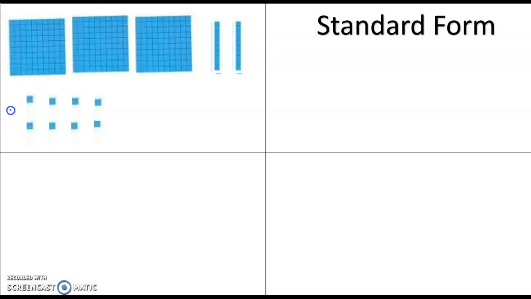So if I have a 3 in the hundreds place, 1, 2, 3, a 2 in the tens place, 1, 2, and then 1, 2, 3, 4, 5, 6, 7, 8 in the ones place, my number is 328. So standard form is your standard regular way of writing a number.